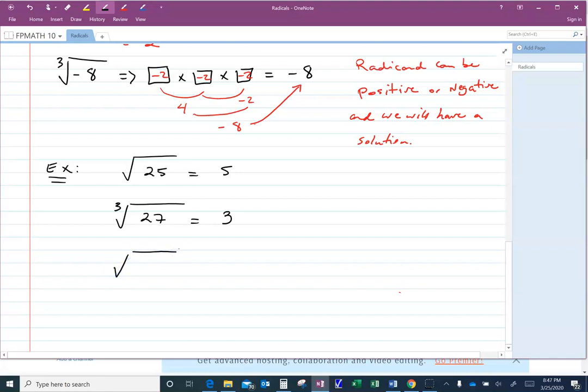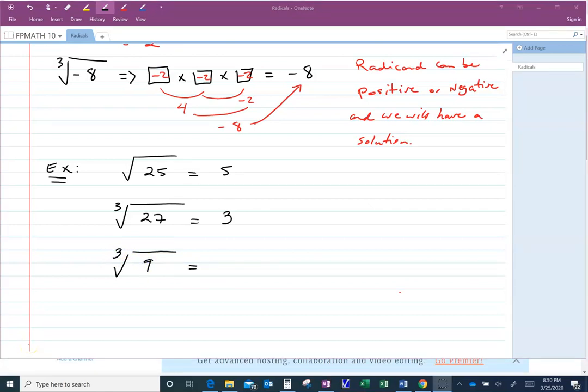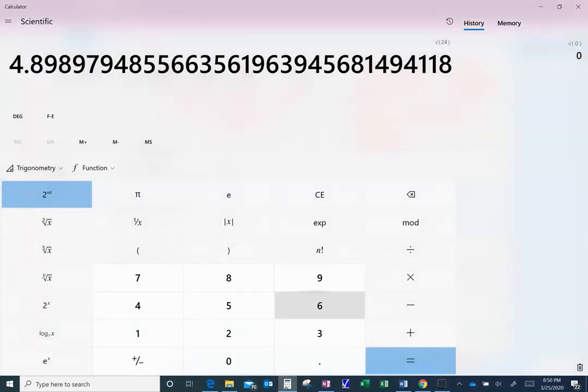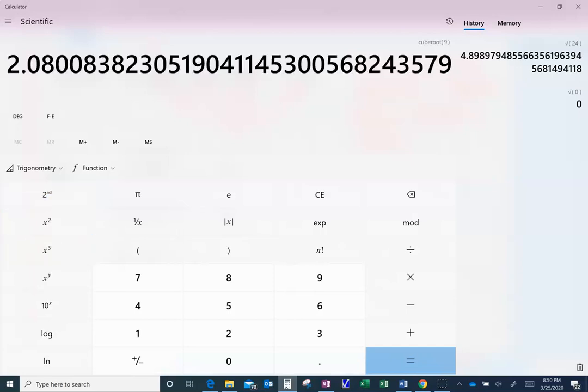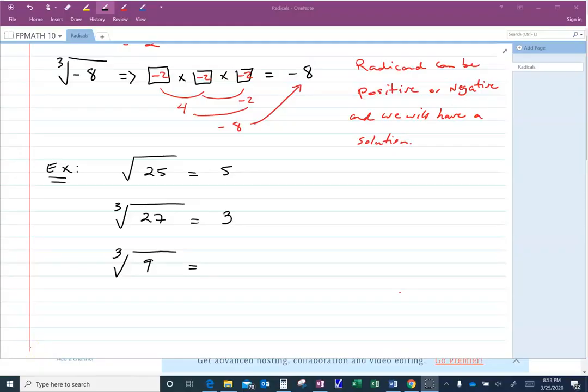That means you have to use a calculator. What is the cube root of 9? In this case, you have to use a calculator. You open up a calculator, enter 9 and cube root, and here it is. You get 2.08. That is the answer, and you write down 2.08 with the approximation notation, and that would be it.